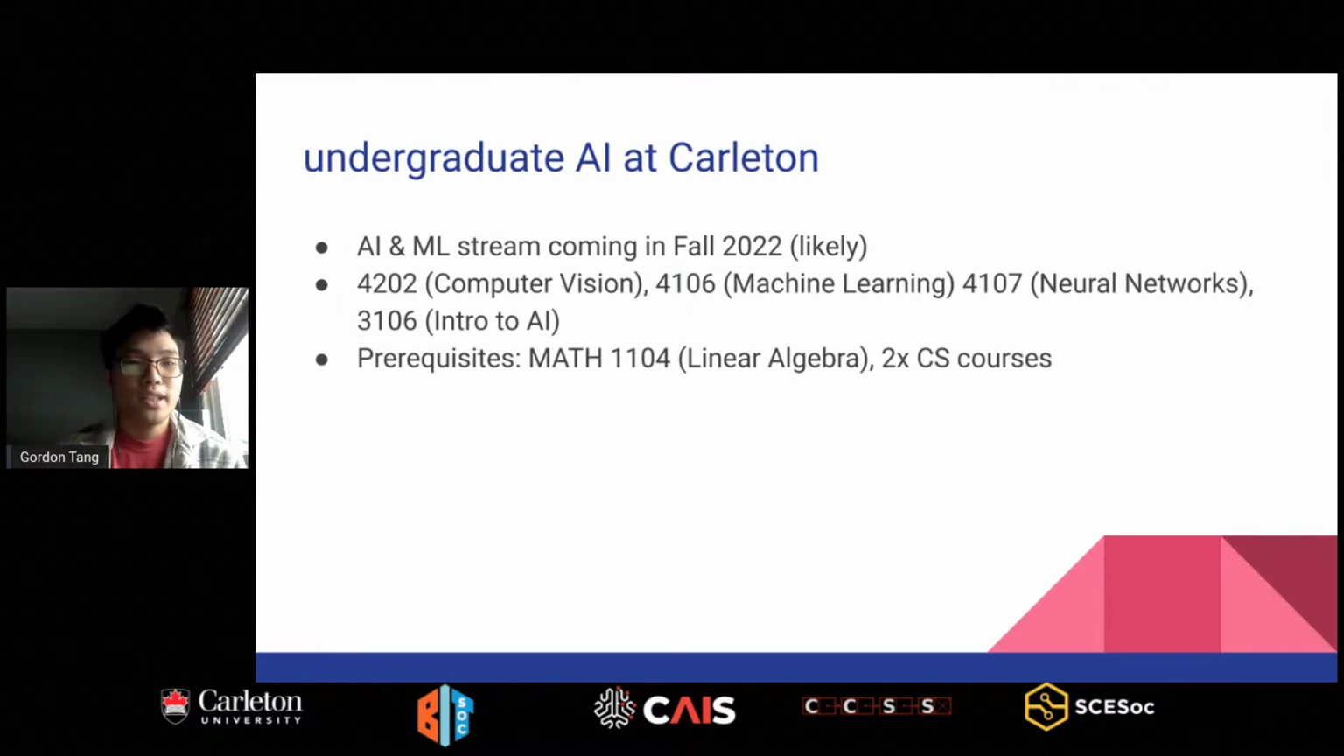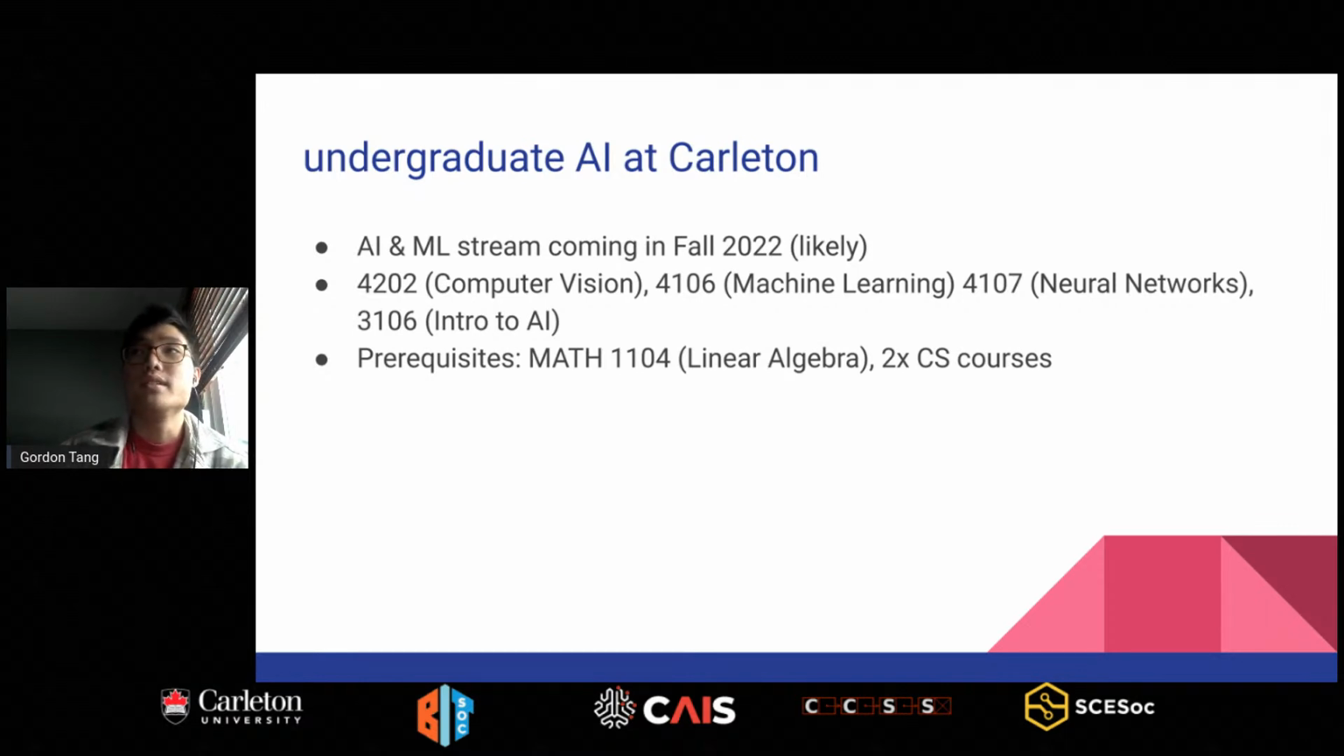Cool. So before I begin, I just want to do a quick overview of undergraduate AI at Carleton. At the moment, in early 2022, there is no AI and ML stream yet, but it's likely to come in fall 2022. And we know this from multiple reliable sources. Currently, the AI courses at Carleton include computer vision, machine learning, neural networks, intro to AI, and maybe 4900, which is a special course.